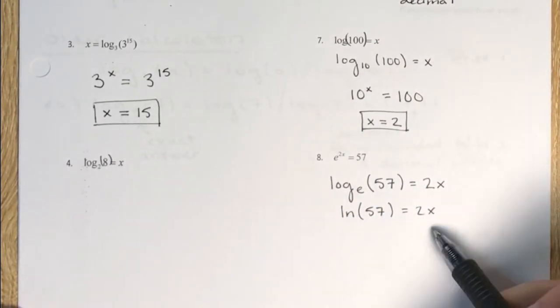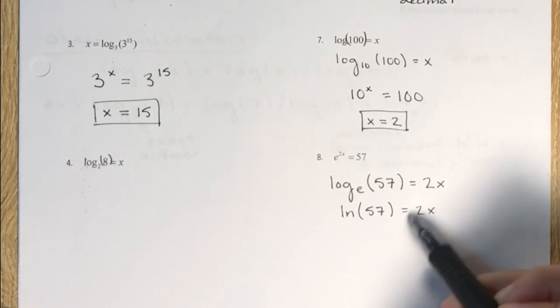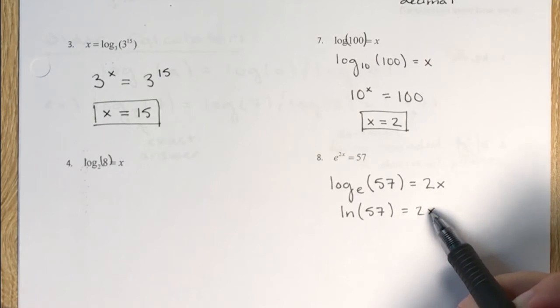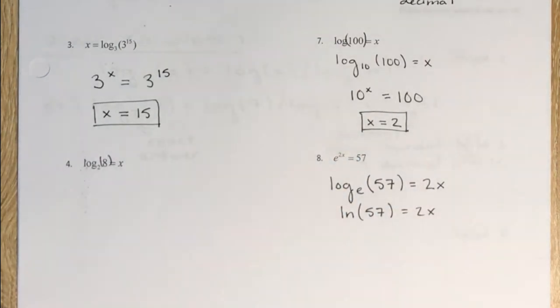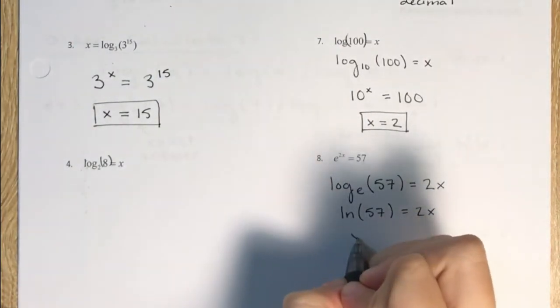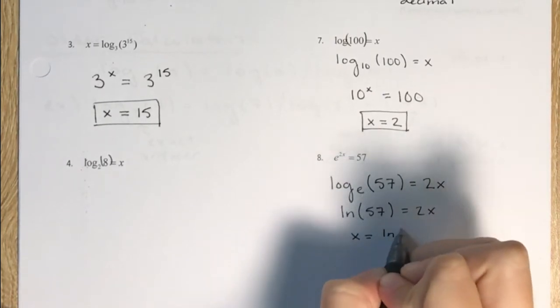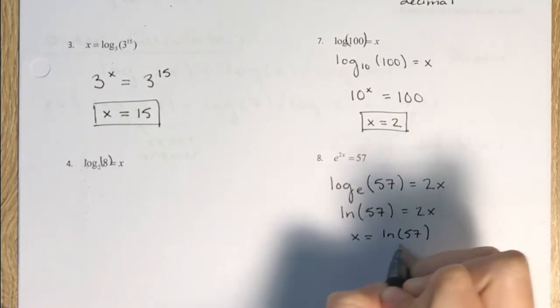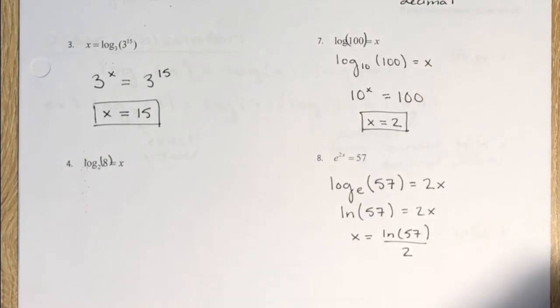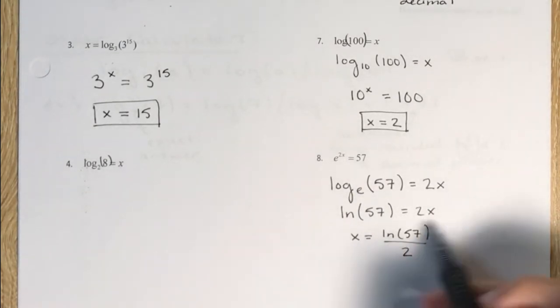Now, I do need to solve for x here. So solving for x means I've got to get rid of this 2. It's multiplied by x, so I can undo it by dividing by 2. So I end up with x equals ln of 57 divided by 2. Again, this is an exact answer.